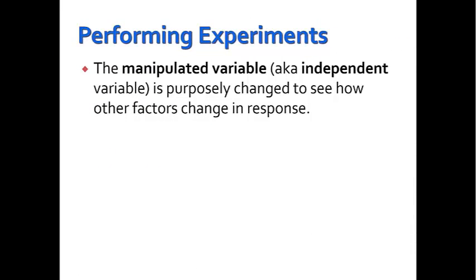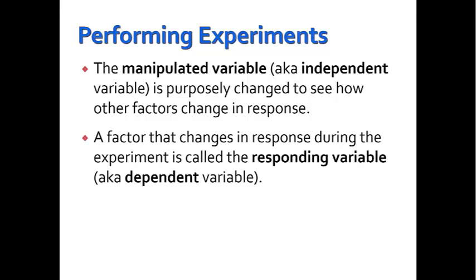The manipulated variable is also known as the independent variable and is purposely changed to see how other factors change in response. A factor that changes in response during the experiment is called the responding variable and is also known as the dependent variable.